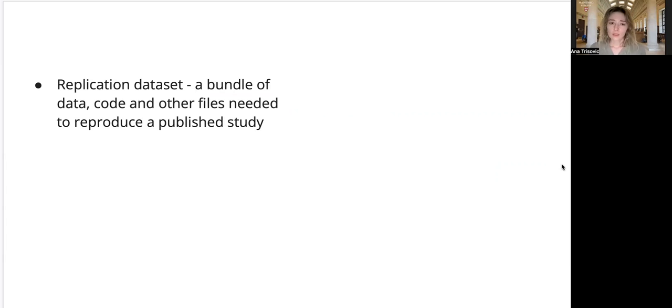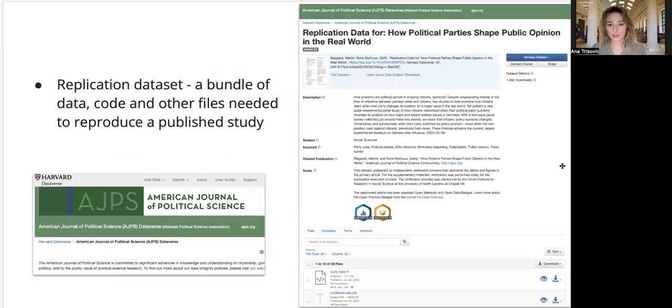So how does that look on a Dataverse repository? It looks something like this. At the Harvard Dataverse installation, many of the journals that collaborate with Harvard Dataverse have their own collections. Here we can see a collection by the American Journal of Political Science, which gathers data and code published in their journal. And here on the right-hand side, you can see replication data for a paper.